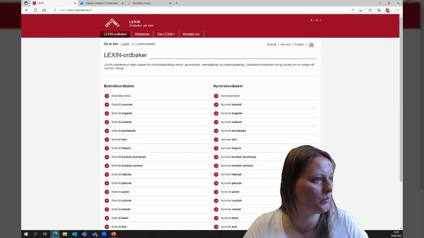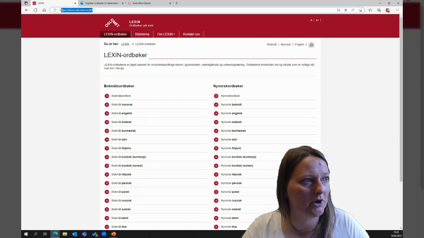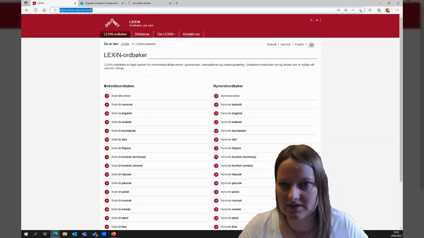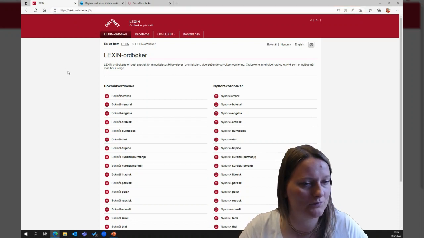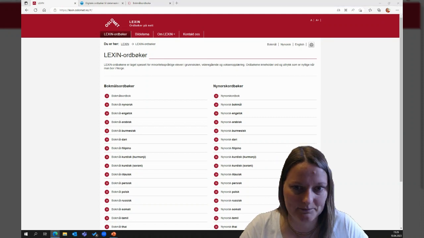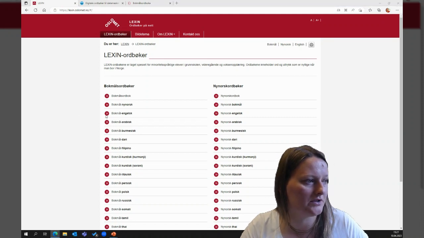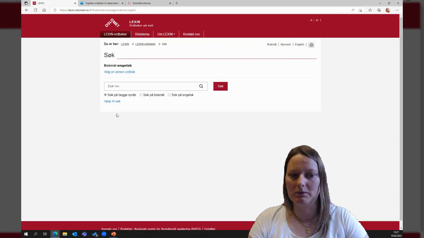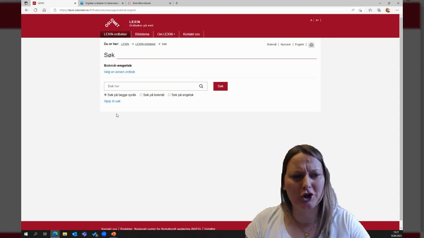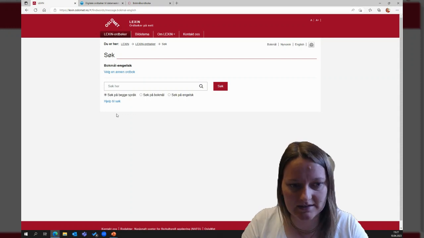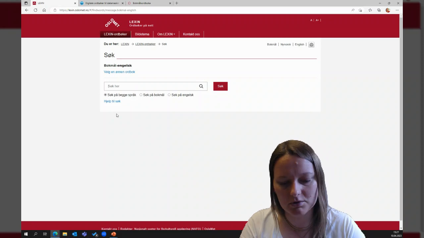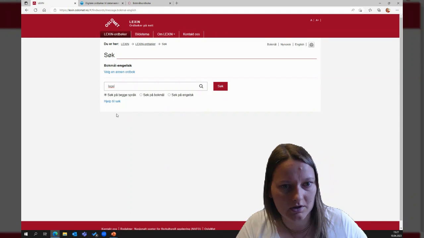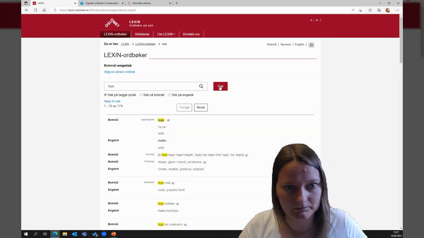Lexin is a webpage made by the University OsloMet, and here is the address, lexin.oslomet.no. And there are multiple languages, as you can see. We're going to focus on the language bokmål to English. So I click on that one. Now I want to search what the word lager means. It's a verb. It's in the second place in the sentence. That's how I know it's a verb. And I write the infinitive, lage. Then I click on search or hit enter.